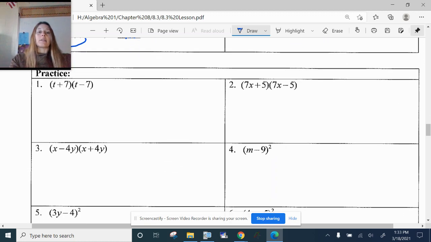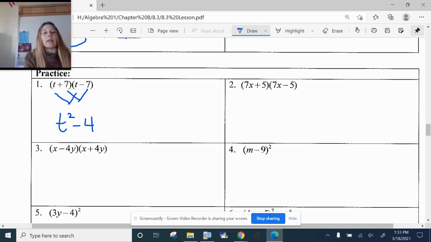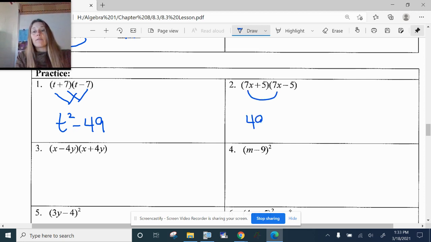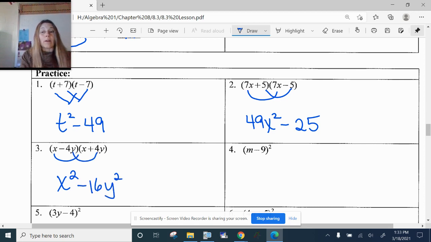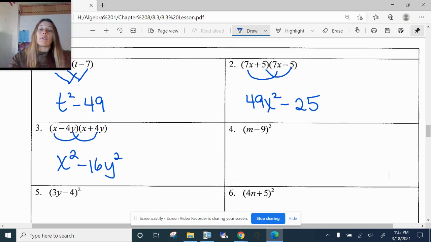Okay, last couple practice ones. Remember, opposite signs, t times t is t squared. 7 times negative 7 is negative 49. That's all we have to do because they were the same with opposite signs. Sum or difference of two squares. Here, opposite signs again, 7x times 7x, 49x squared, 5 times negative 5, negative 25. Opposite signs here with everything else the same, x times x is x squared, negative 4y and positive 4y is negative 16y squared. Okay, 4, 5, and 6 are the other pattern.